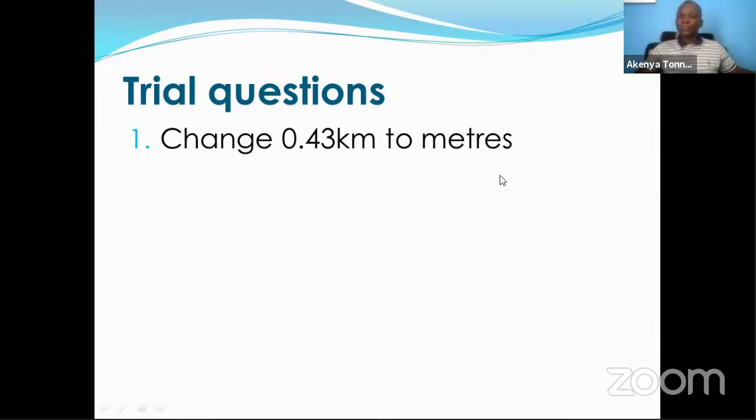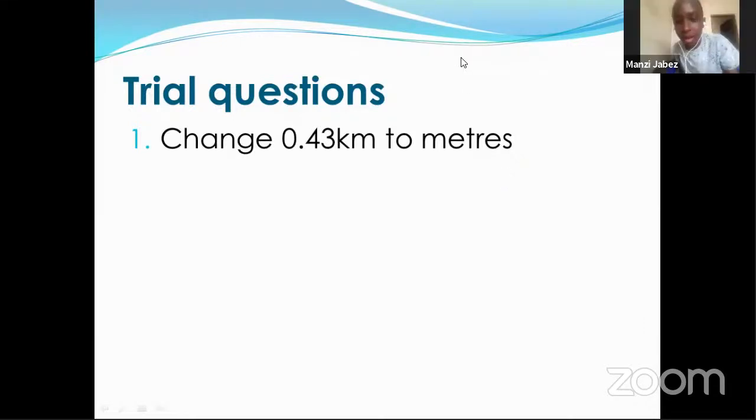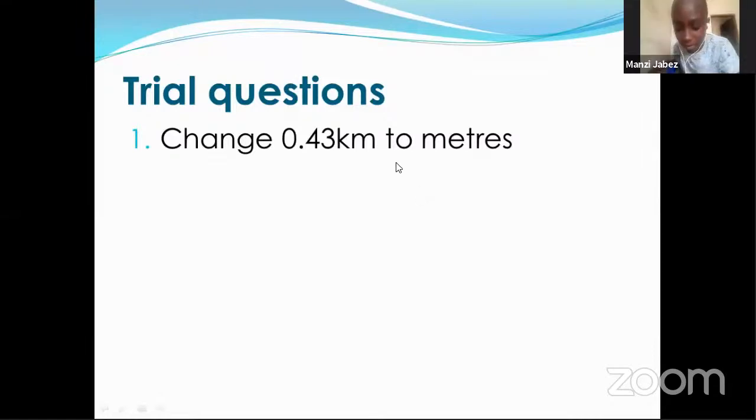1 kilometer equals 1,000 meters. And I changed 0.43 to a fraction, and then I got 43 out of 100, and then I multiplied by 1,000, and I cancelled the zeros, and I got 430 meters. Very good. So, have you all heard what Manzi has said?